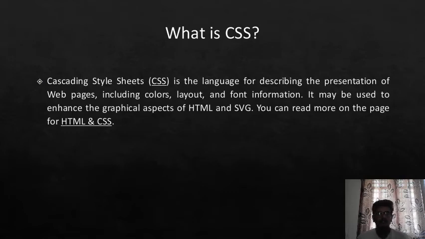What is CSS? Cascading Style Sheets is the language for describing the presentation of web pages, including colors, layout and font information. It may be used to enhance the graphical aspects of HTML and SVG. You can read more on the page for HTML and CSS.